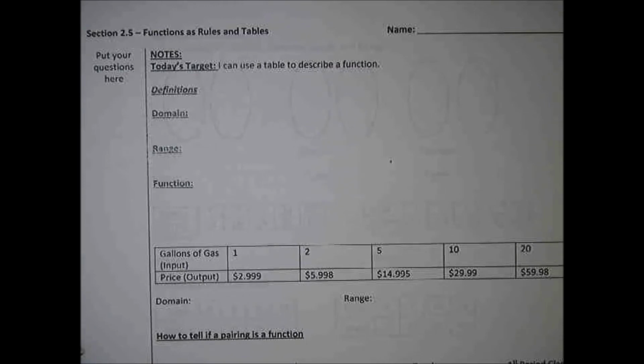But anyways, today we're going to be talking about functions as rules and tables. And the target's a little bit different today. It just says that I can use a table to describe a function. Well, we better know what some things are here. We're going to be dealing with these two sets called domain and range. Maybe you've heard of them before, maybe you haven't.